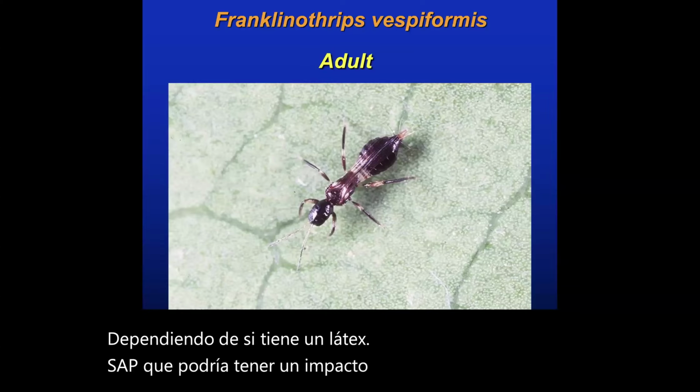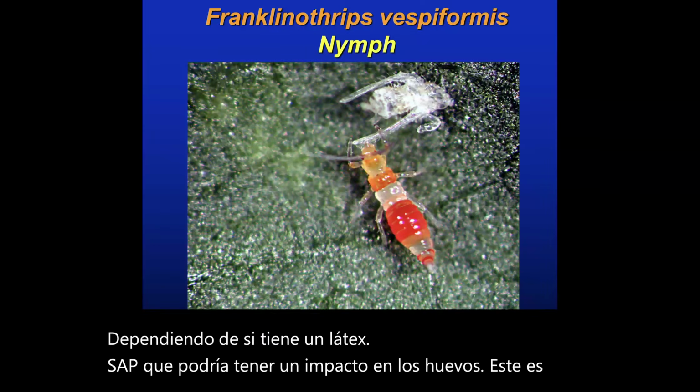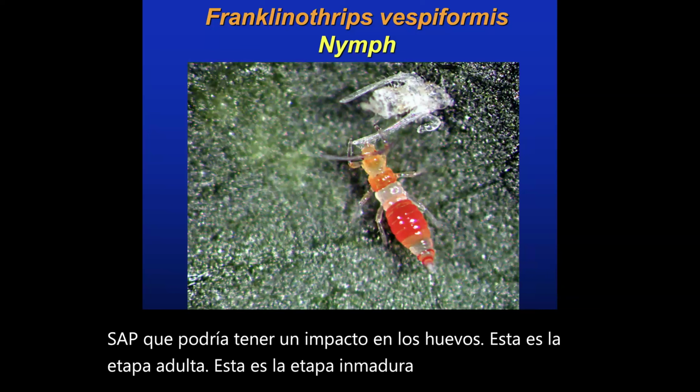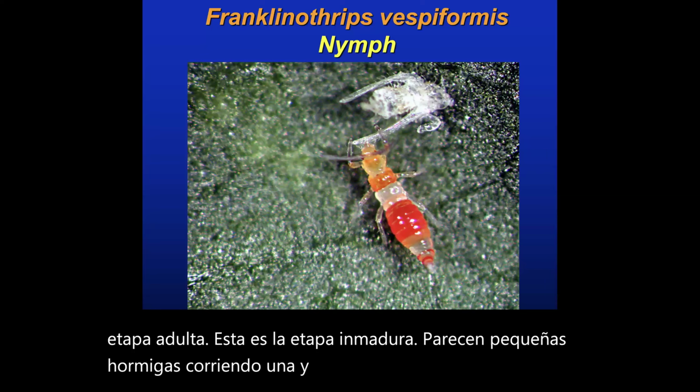This is the adult stage. This is the immature stage. They look like small ants running around. And again, the bright colored larvae are very easy to spot.